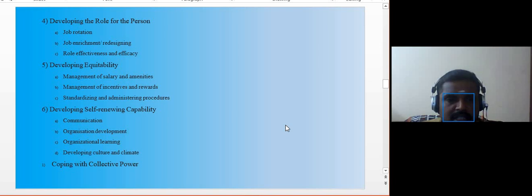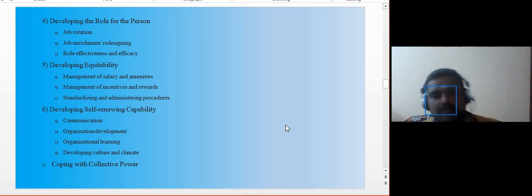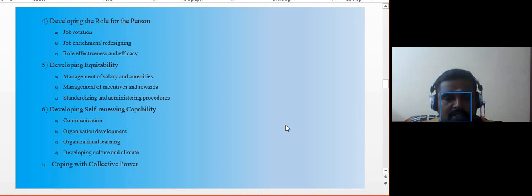And developing equitability, all must fix equal salaries, wages, amenities, incentives, awards, rewards, bonus, whatever it is. So equal, fair treatment of the employees will be good. And developing self-renewing capabilities, presenting a very good communication method, organization development and the learning process, and developing culture and climate and everything else.